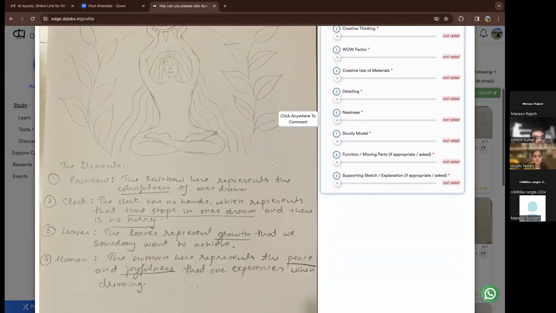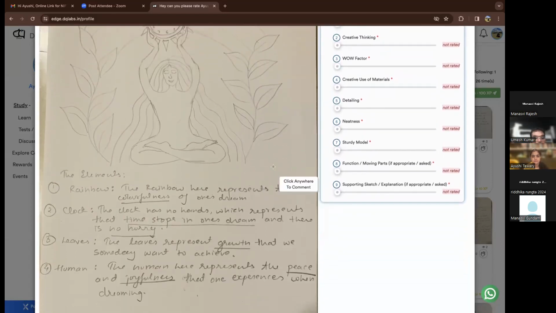Okay. The elements: rainbow, clock, heaven, leaves, and human. The rainbow here represents the colorfulness of one's dreams. The clock has no hands, which represents that time stops in one's dreams and there is no hurry. The leaves represent growth that we someday want to achieve.